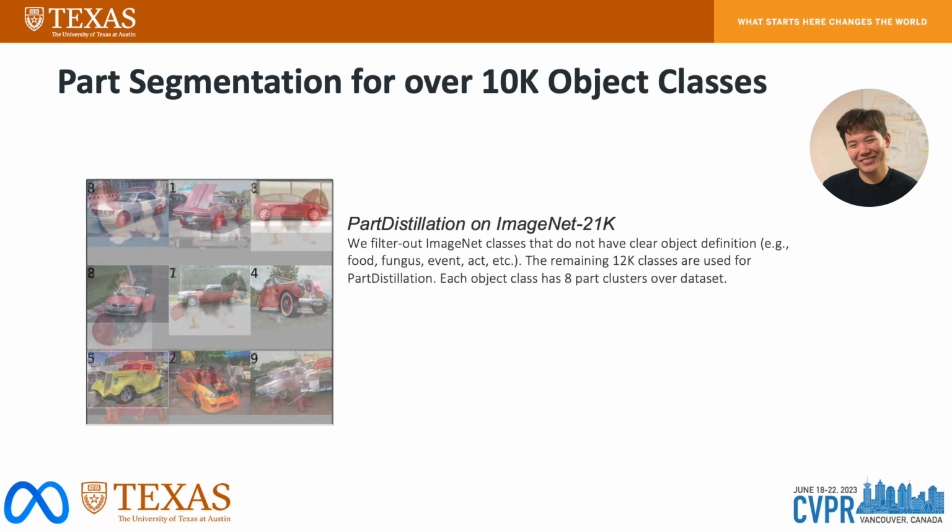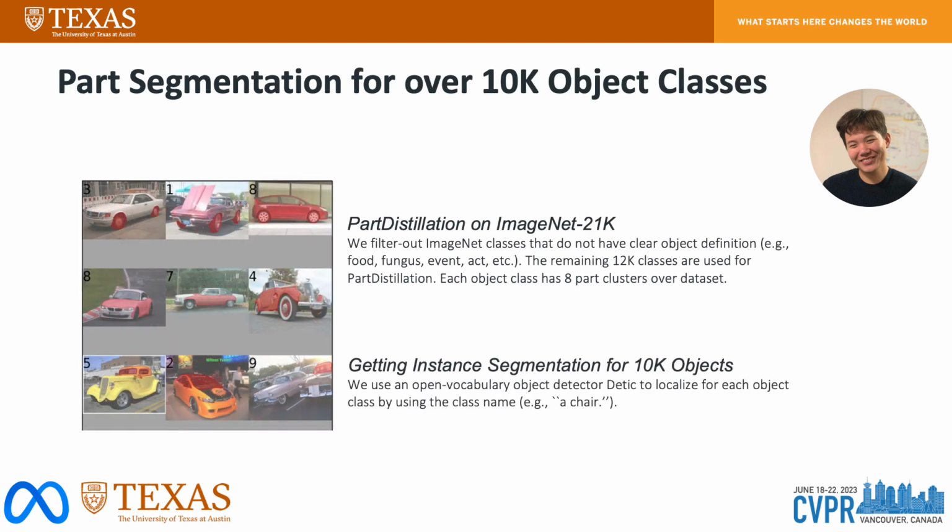We apply PartDistillation to ImageNet 21K dataset. We filter out classes that do not have clear object definition, and remaining 12K classes are used. We set that each object class has exactly 8 part clusters. We combine with a strong open vocabulary instance segmentation, Detic, to generate instance segmentation for each image.